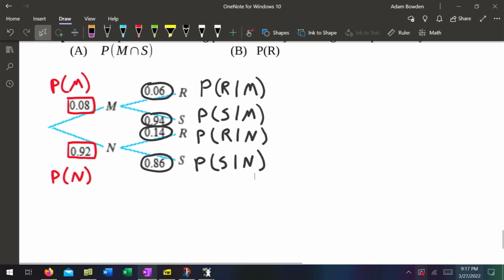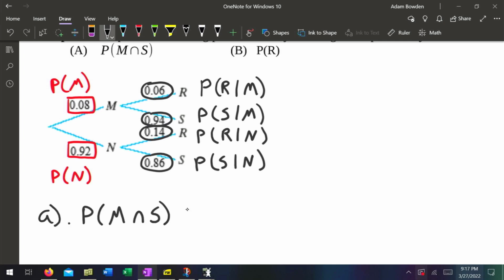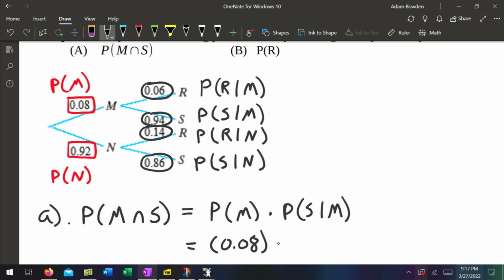And so in this question we want to find the probability of M and S. The formula again for the intersection, probability of M intersect S, is the probability of M times the probability of S given M. And we have those numbers in the tree. For M, it's 0.08 times the probability of S given M, which is 0.94. And that comes out to 0.0752.